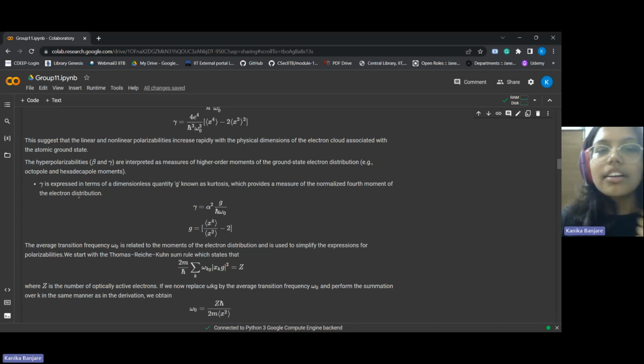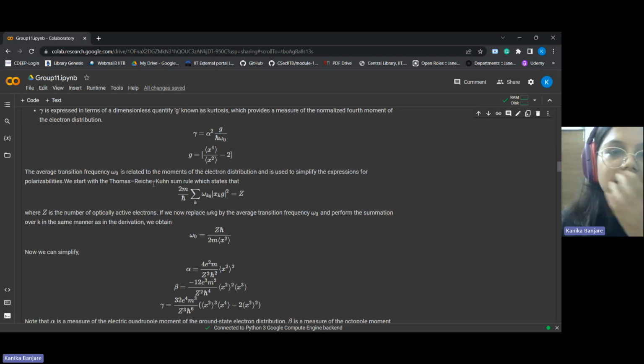Okay, so gamma is expressed in terms of a dimensionless quantity g, which is known as kurtosis. And here I have provided how gamma is related to g. Gamma equals alpha squared g upon h bar omega naught, and g is equal to this.